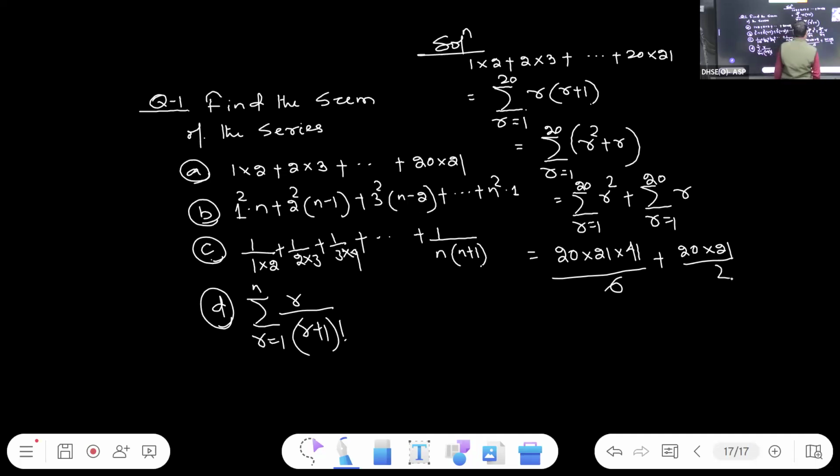Now you can handle it. Okay. Then come to question number 2. The answer is n into n plus 1, whole square, into n plus 2, divided by 12. This is for the second question. Okay, let me calculate. So quickly note it down.